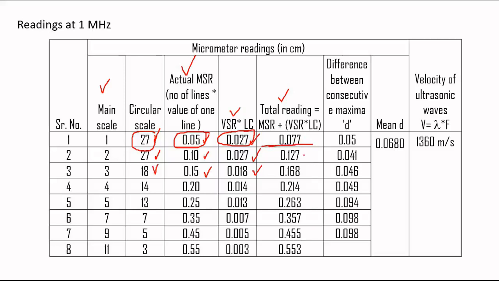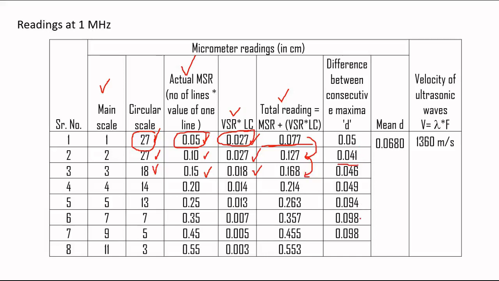Now what next I am going to do is, if you recall that graph that I have shown at the beginning of this video, this is the maximum and this is the earlier maximum. So I am going to subtract this reading from this reading here, and I am going to get the lambda by 2 value, that is the d I am going to get. So each time, from 0.168, if I subtract 0.127, what I am going to get is this reading.